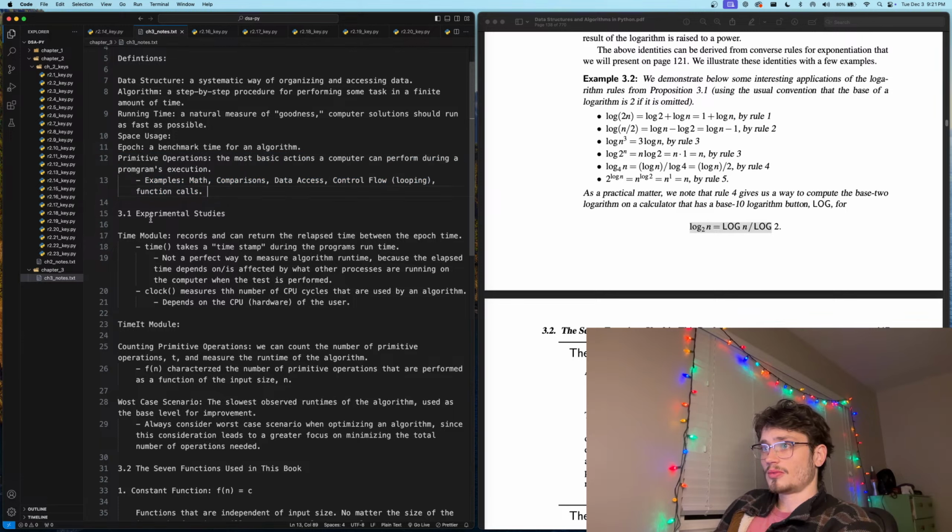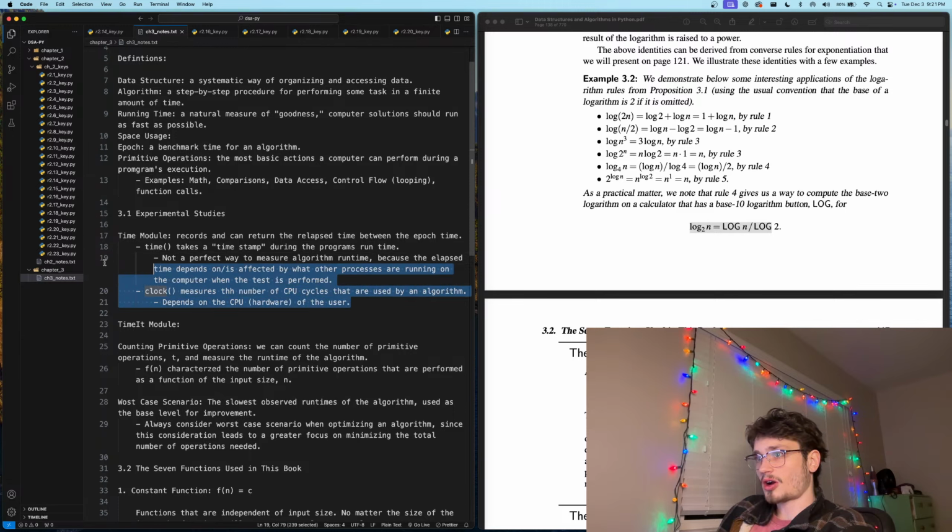Now, when we want to record the time of these algorithms, we can use the time module and the time function and the clock function, but these aren't perfect because the time function takes a timestamp at the epoch, or something along those lines. But it also is impacted by other processes going on in the computer in the background. And the clock function tracks the number of CPU cycles, but this depends on hardware.